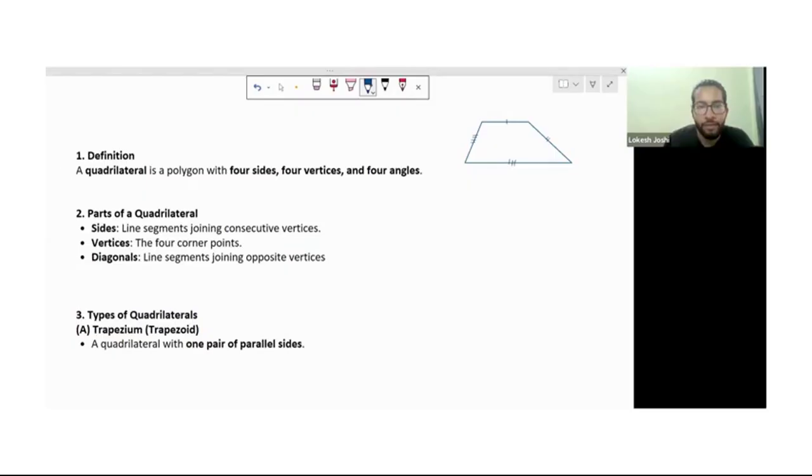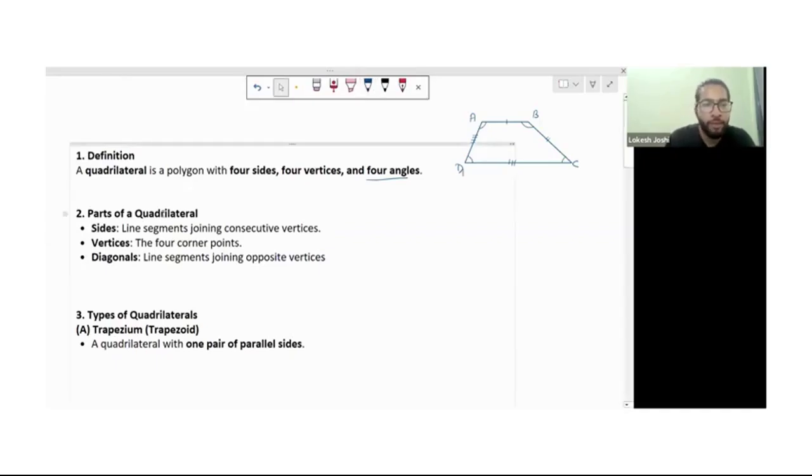So these are the four sides, four vertices. We can name them A, this vertex is A, and we can name this one as B, C, and then D. So these are the four vertices and four angles also. So it's clear. Okay, so that's what a quadrilateral is.